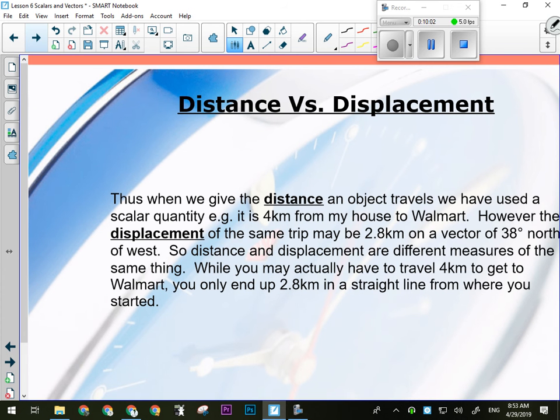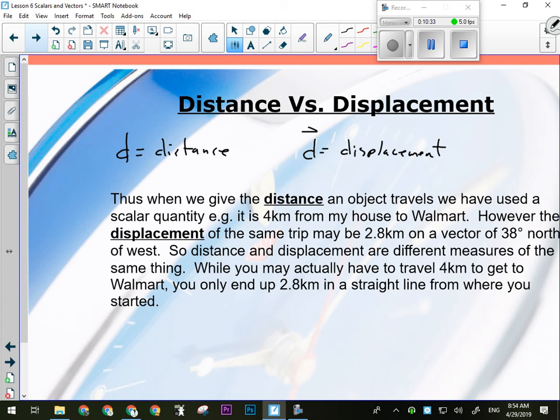Just so we have it on paper, distance tells us how far an object travels, and displacement tells us how far and in what direction it is from its starting position. So we need to make sure that we recognize those are two different things. So d is distance. D with the arrow over top is displacement. Anything with an arrow over top of it is a vector quantity.